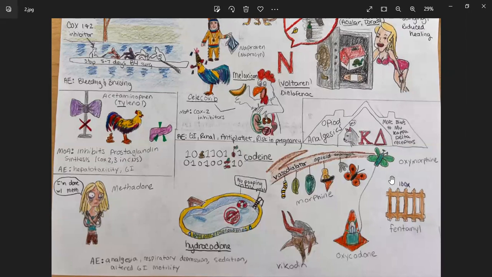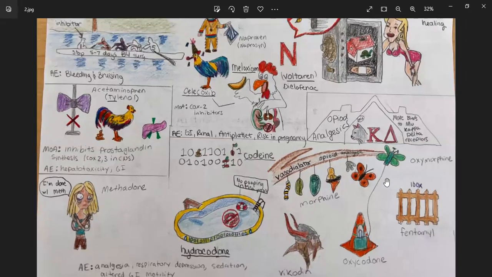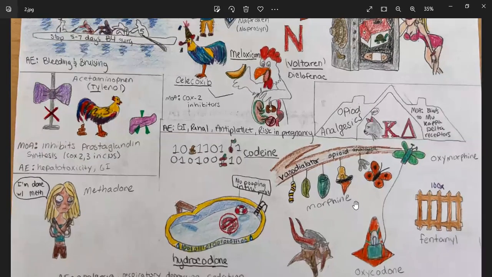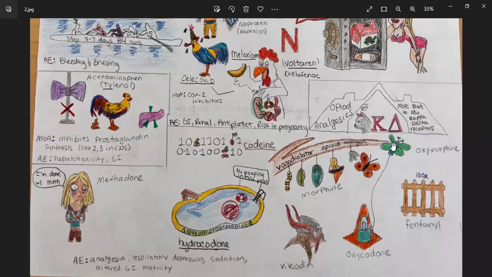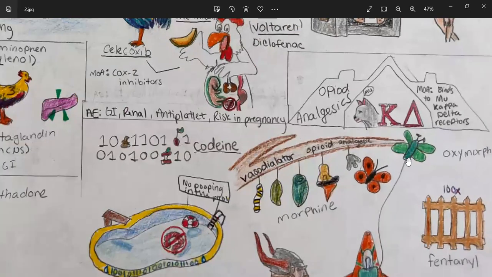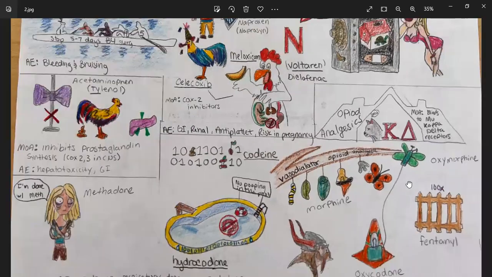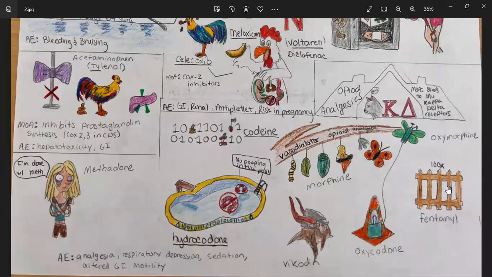The first drug we'll talk about in this category is morphine. Here we have some butterflies that are morphing, a caterpillar morphing into a butterfly, for morphine. It is a vasodilator. And we also have oxymorphone. This butterfly's body is an oxygen tank for oxymorphone. We have a tan fence for fentanyl, a tan fence.